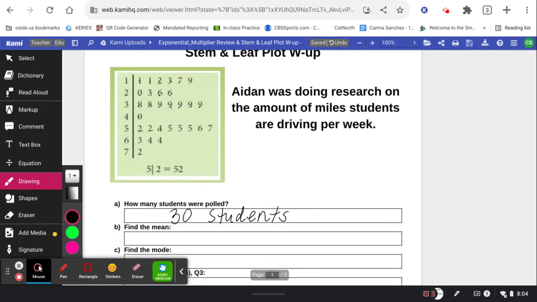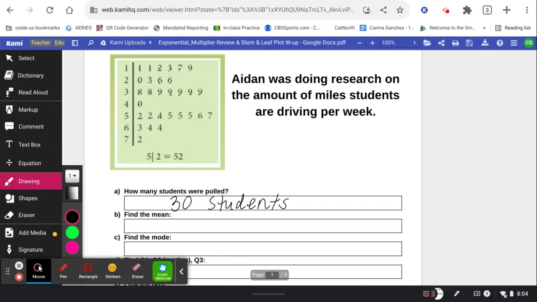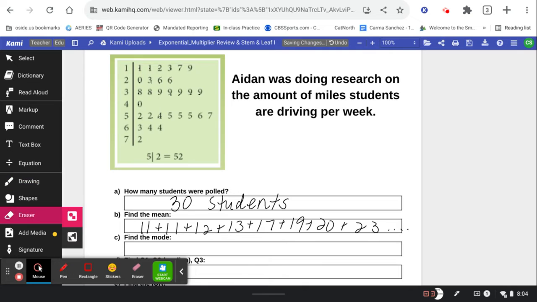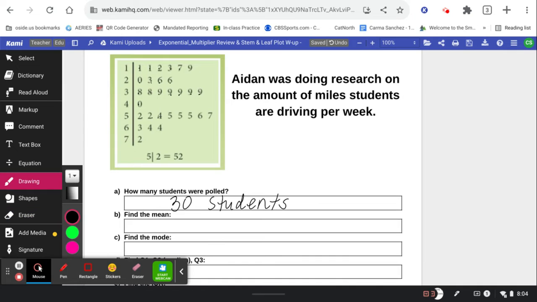Finding the mean means we're going to add up all these numbers for a total and divide it by 30. And so when I say to add all the numbers, I don't mean adding all the numbers on the right. I mean the actual numbers. So you're going to add 11 plus 11 plus 12 plus 13 plus 17 plus 19 plus 20 plus 23, etc. You're adding all the whole numbers together. So pause the video right now and do the mean on your own, and then let's check your answer.